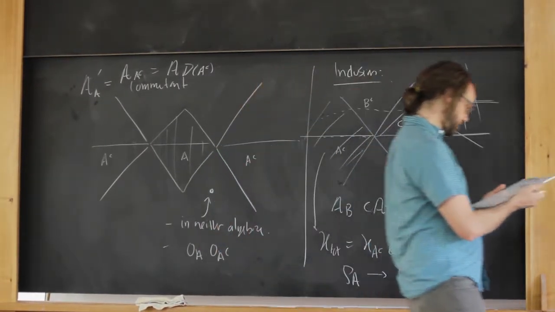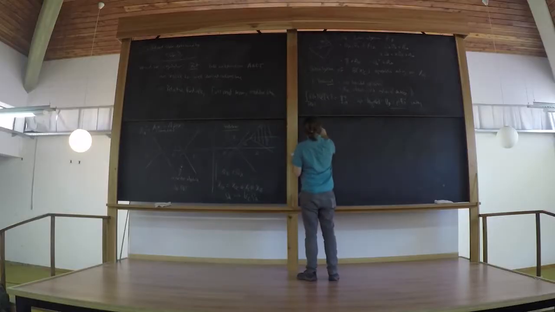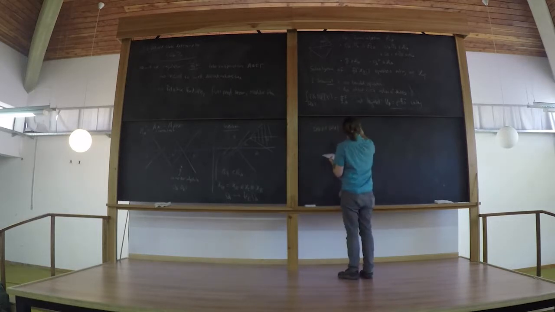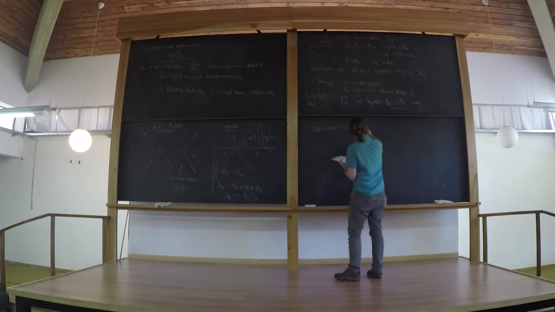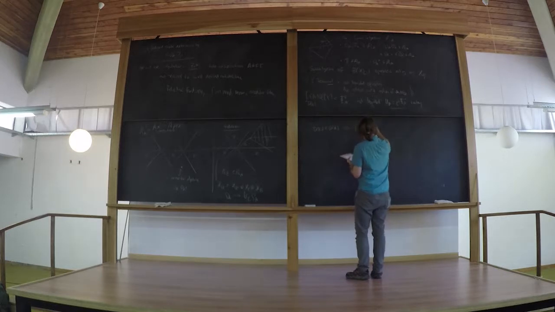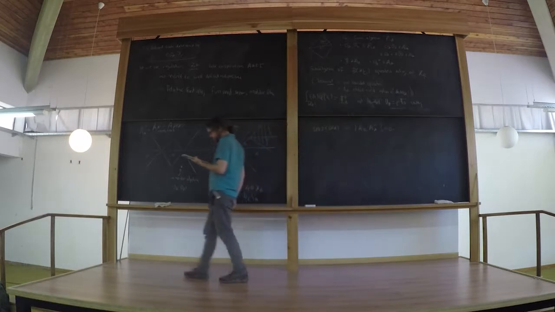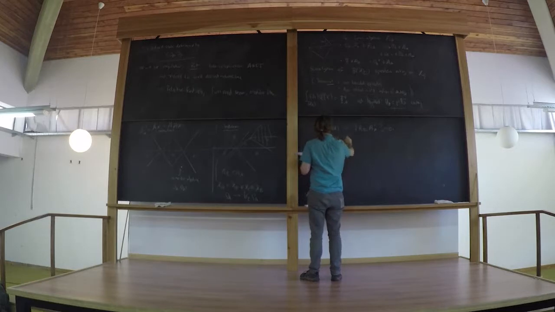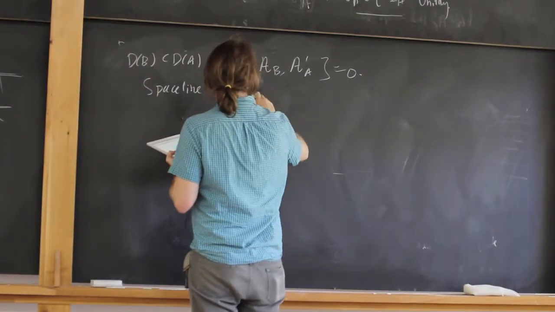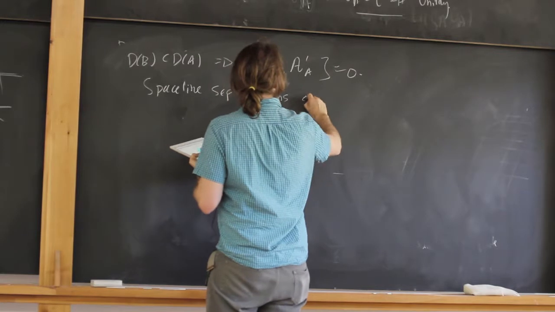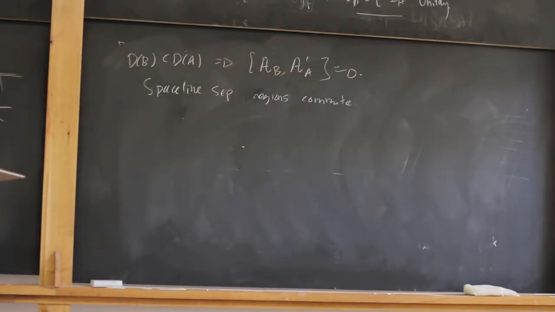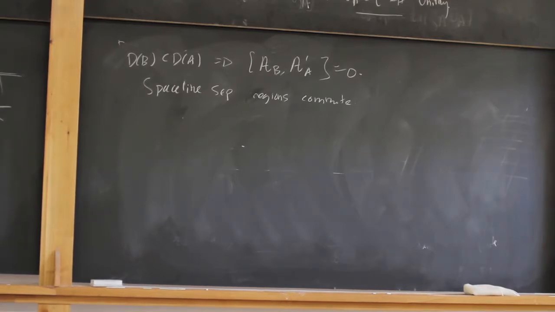Okay, so D of B is contained in D of A actually implies that the algebra of B commutes with the commutant of the algebra of A. So you write it something like that. And in words, space-like separated regions commute. And so this is a basic statement of causality here.